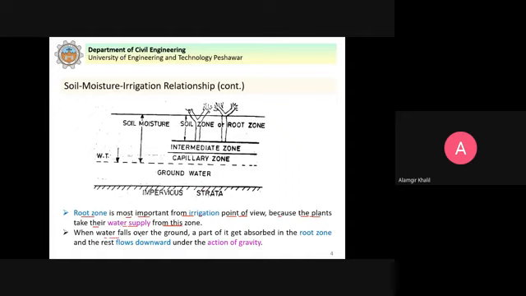When water falls over the ground, a part of it gets absorbed in the root zone and the rest flows down under the action of gravity. So when water falls over the surface, either as artificial application in the form of irrigation or natural rainfall, a part of the water that infiltrates into the soil gets absorbed in the root zone, and the rest will flow downward under the action of gravity to join the groundwater.